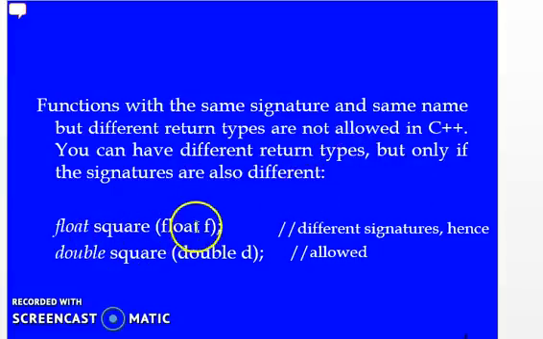So float square float f. This is another example we are seeing. Double square double d. So these two parameters are different, and the return types are also different. Now, it's a pure function overloading example. Moving on to the next slide.